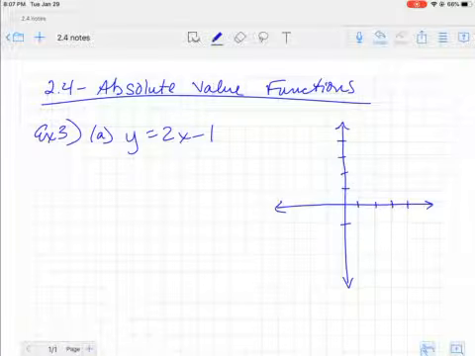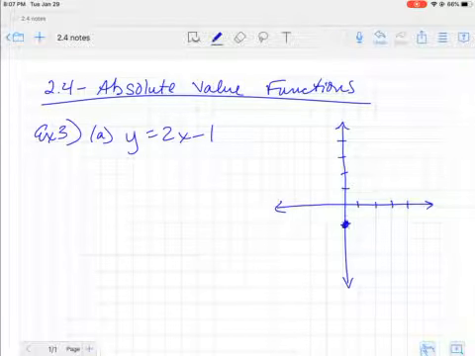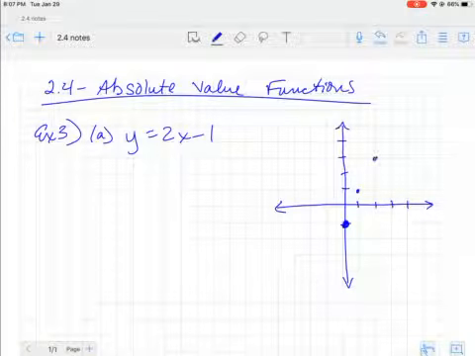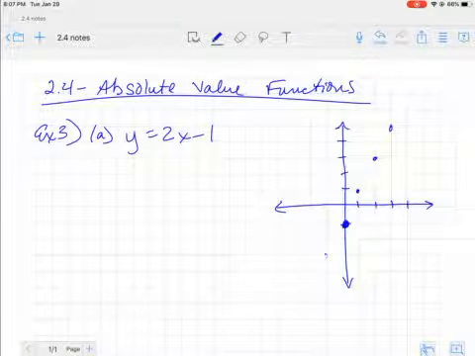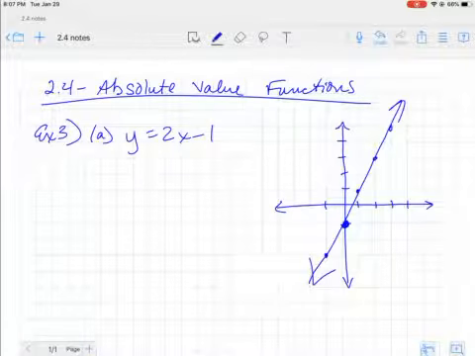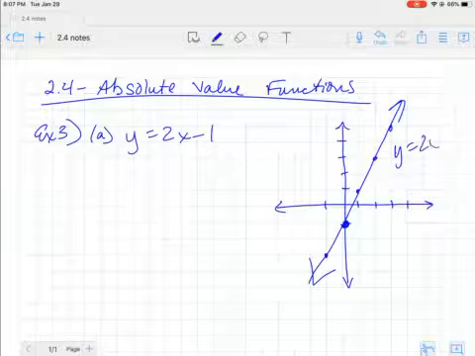So my y-intercept is here at -1, and then my slope is 2, so I'm going to go up 2 over 1. And then here is my line, right? Ooh, nice little curvy line. So this is y is equal to 2x minus 1.